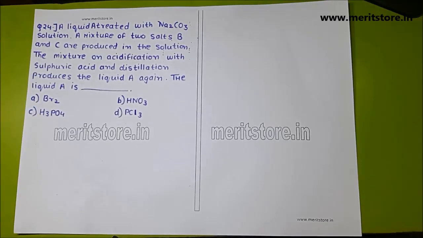Question number 24. A liquid A treated with Na2CO3 solution. A mixture of two salts B and C are produced in the solution. The mixture on acidification with sulfuric acid and distillation produces the liquid A again. The liquid A is: A, Br2; B, HNO3; C, H3PO4; D, PCl3.